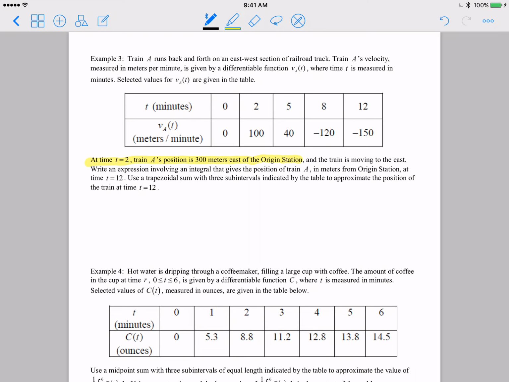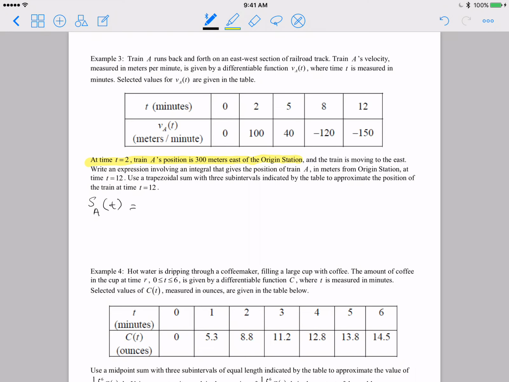And the train is moving to the east. Write an expression involving an integral that gives the position of train A in meters from origin station at time t equals 12. So let's go ahead and do that first. Usually the way that we denote position is with the variable s, so I'm going to call it s sub A of t.